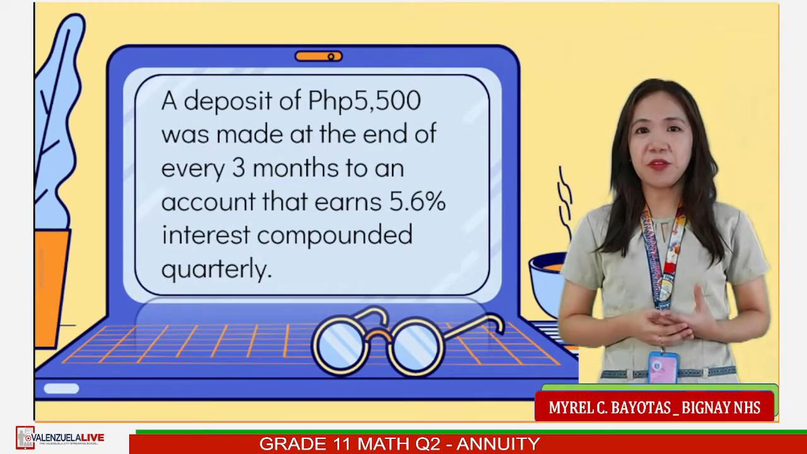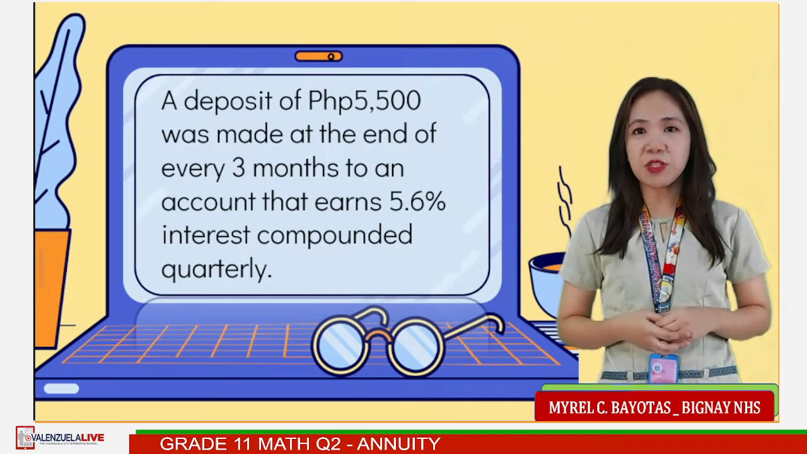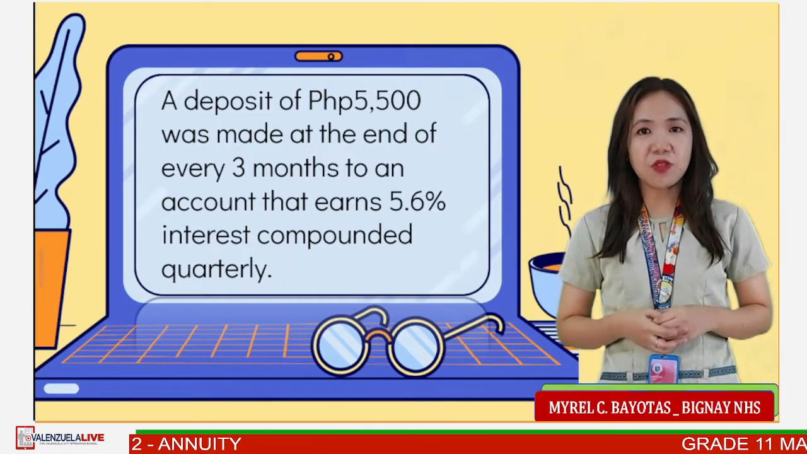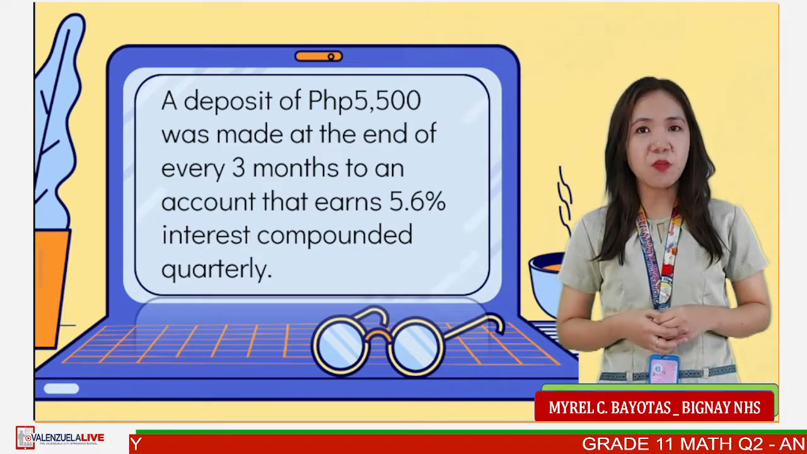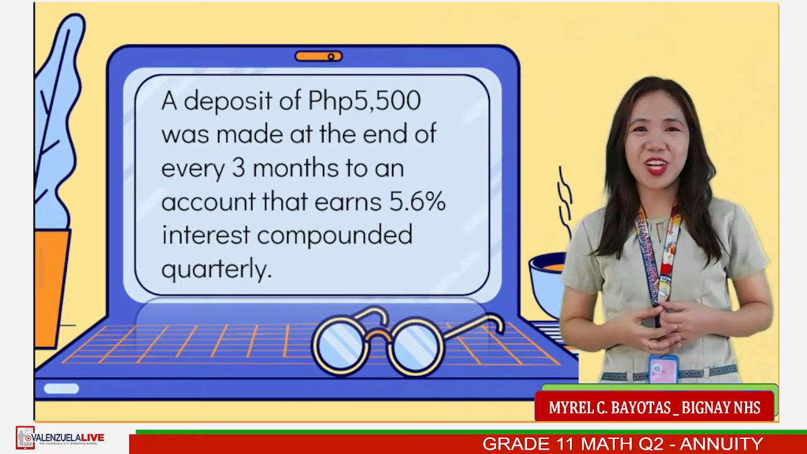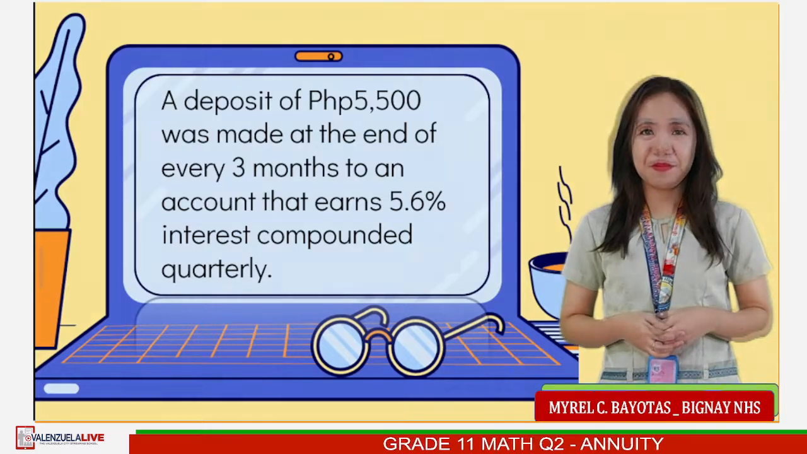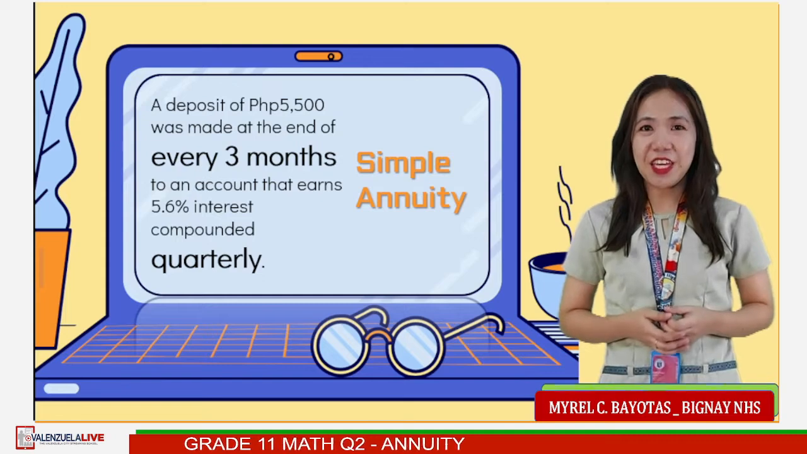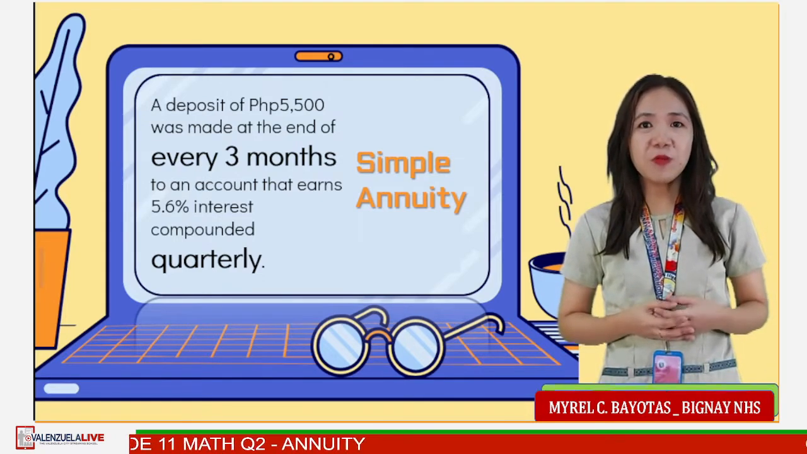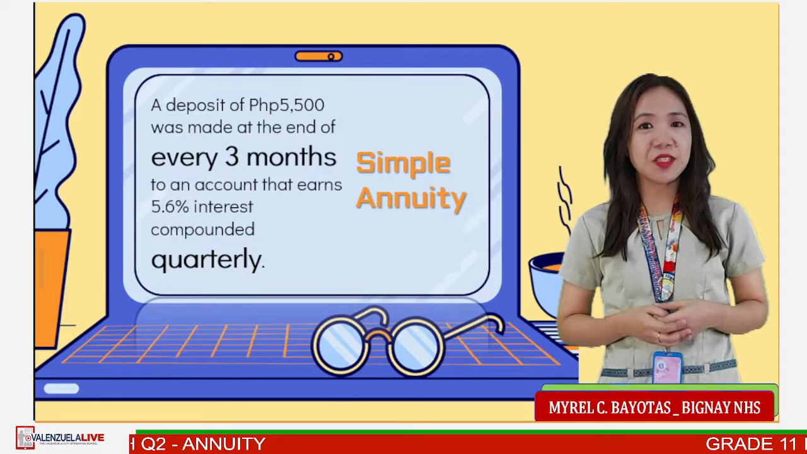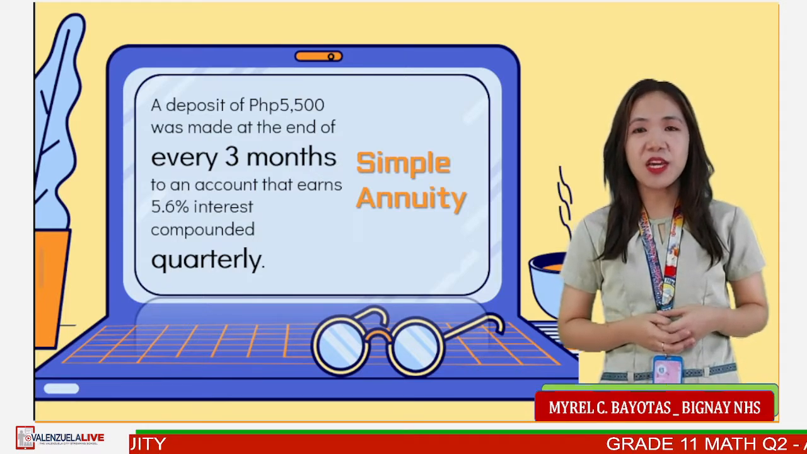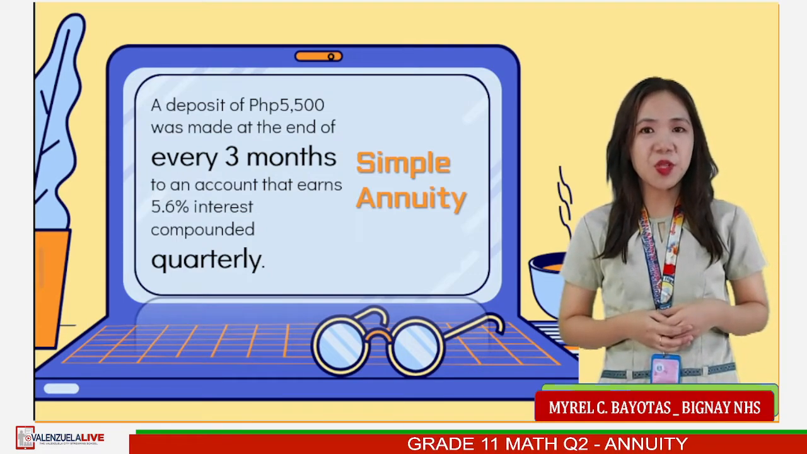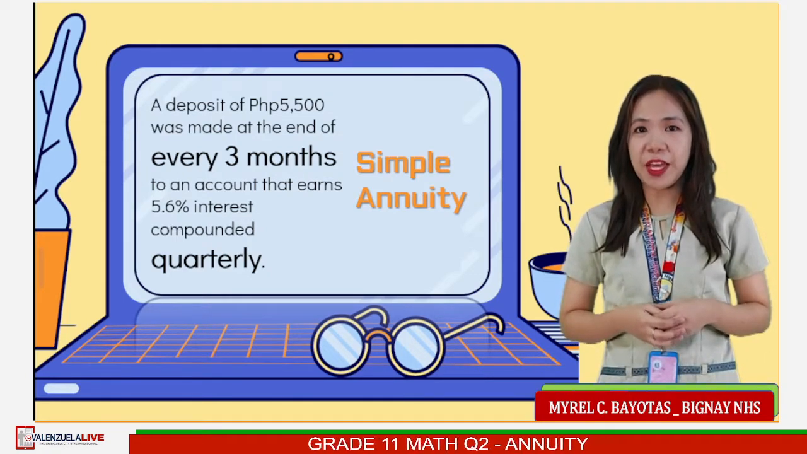Here's another example. A deposit of 5,500 pesos was made at the end of every 3 months to an account that earns 5.6% interest compounded quarterly. Don't be shy to comment your answer. If you answered simple annuity, you are right. If you observe closely, the payment was made 4 times a year since it is done every 3 months. The same goes for the interest period, which is quarterly. Since they are the same, it is an example of simple annuity.